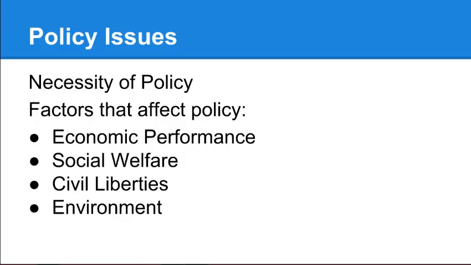To start off, there are many issues that are associated with policy, but policy is necessary because regardless of the differences between states, all countries have to set policy in order to run their own states. However, the approaches that each state takes, as well as the emphasis on the parts of the specific problems they face, is where the countries differ. Now, there are four major factors that affect policy. They are economic performance, social welfare, civil liberties, and the environment. We'll get into each part of it.